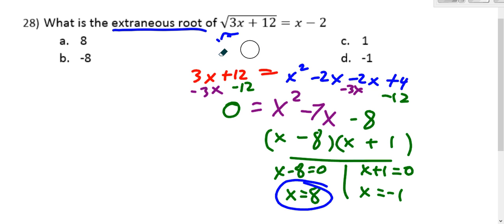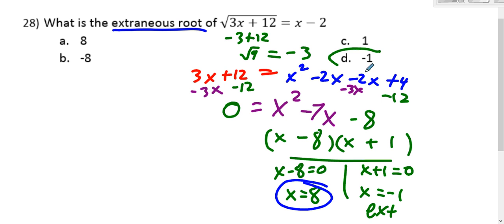So when you plug in the negative 1, that's negative 3 plus 12, that's 9. Square root of 9 is 3. But when you plug in the negative 1 on the right side, you get negative 3. So yes, that is the extraneous root. Negative 1 is the extraneous root. It's a tricky question because it's asking you to solve it and then say which one doesn't work.